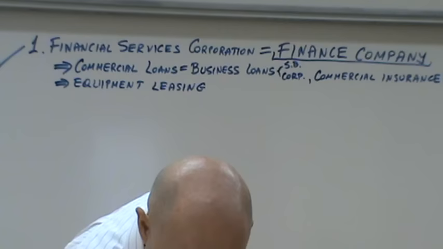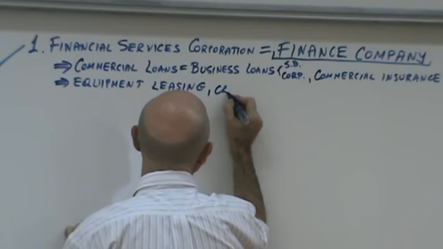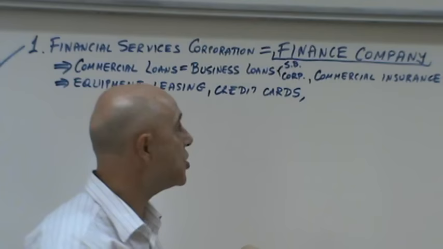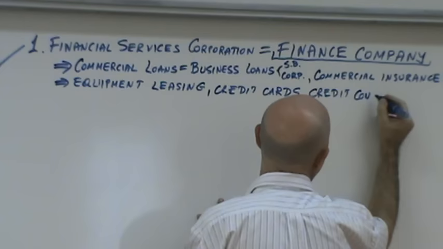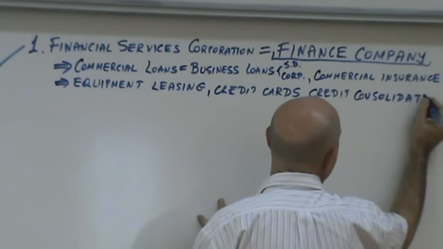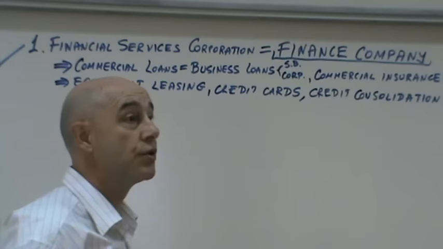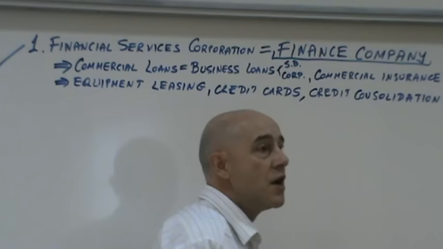Let's see what else we've got in here. Oh, they can do credit cards. You are familiar with this. Now let's do another little thing: credit consolidation. These are on page 33 for those who like to follow, and this is on page 32. What is credit consolidation?